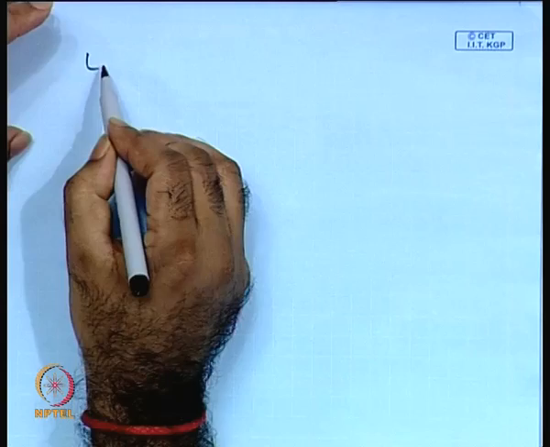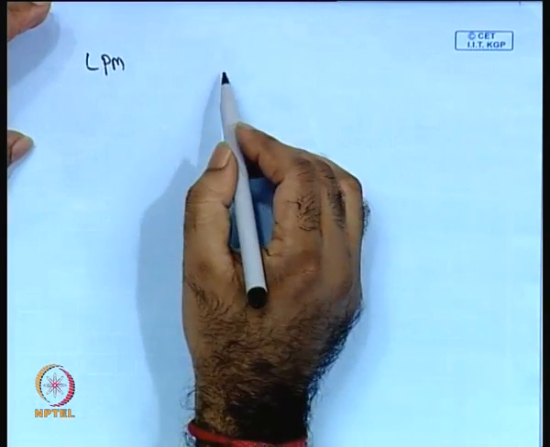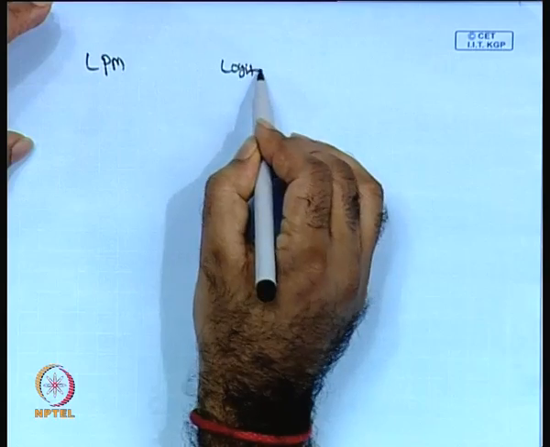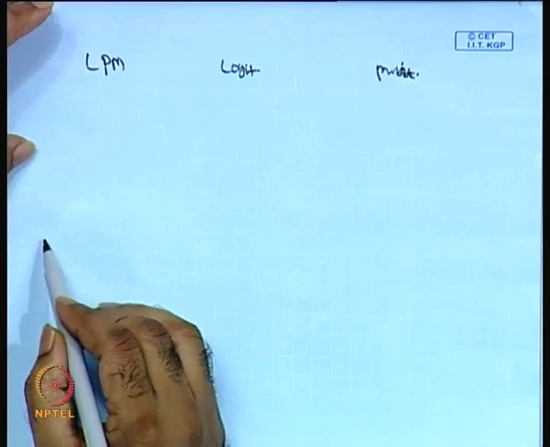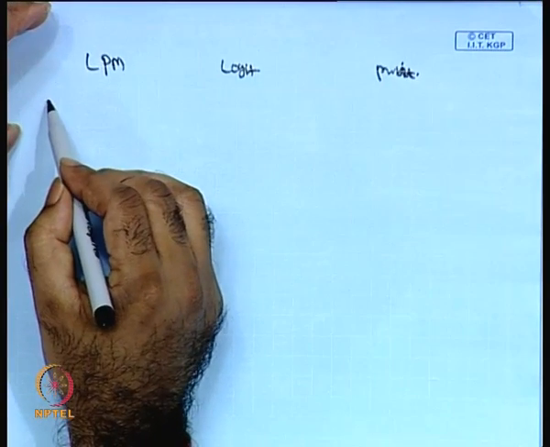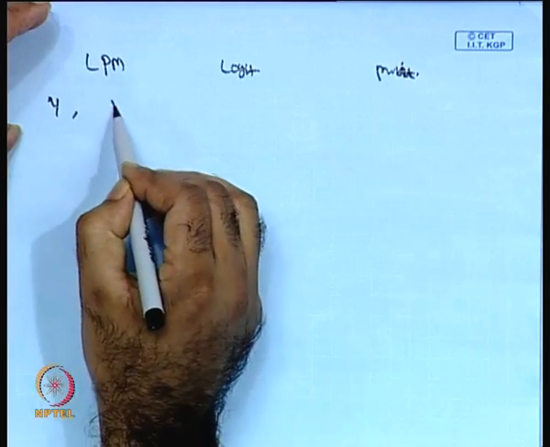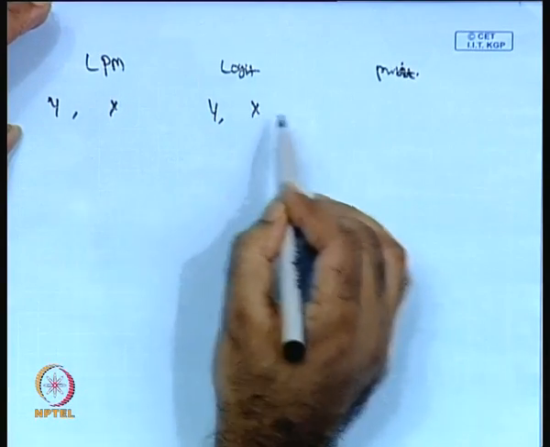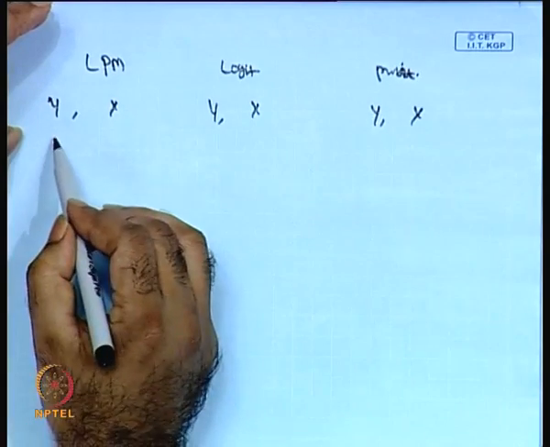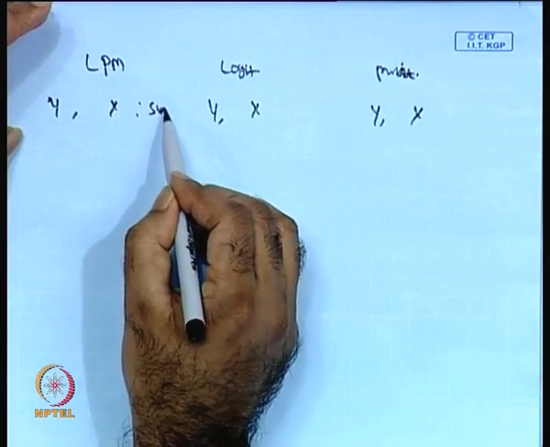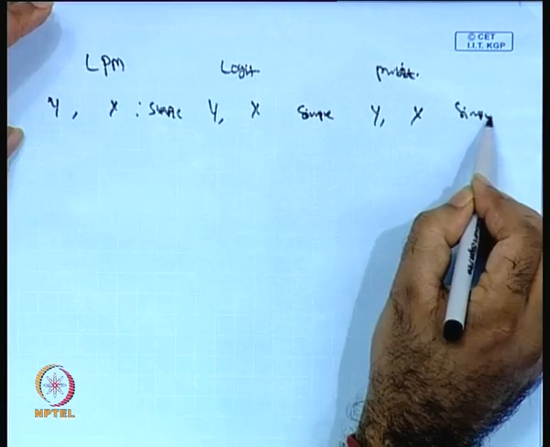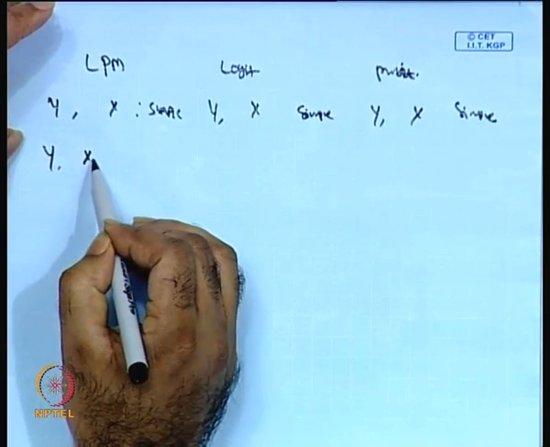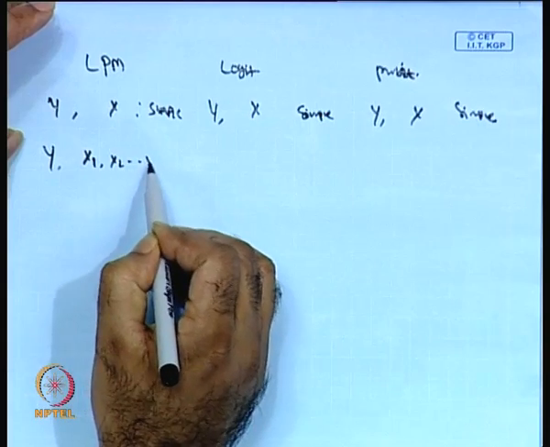Now just make a comparison here. We have three different formats: linear probability models, Logit models, and Probit models. The similarity is that every time y is a function of x. Here y is a function of x, and here y is a function of x. This is a simple model, this is also a simple one, and this is also a simple one. Now y as a function of x 1 up to x k.